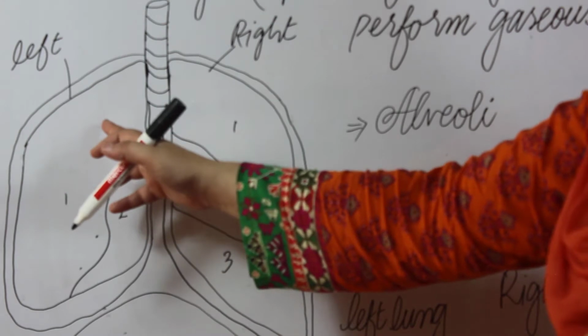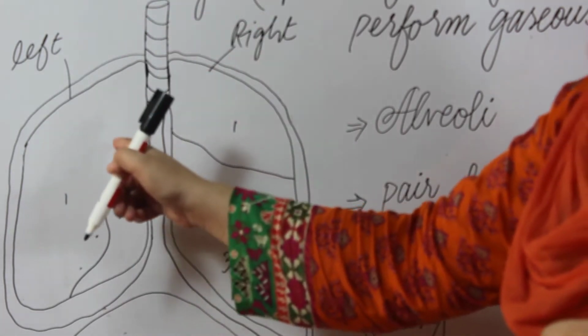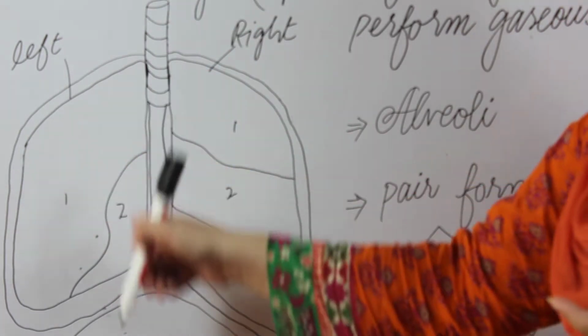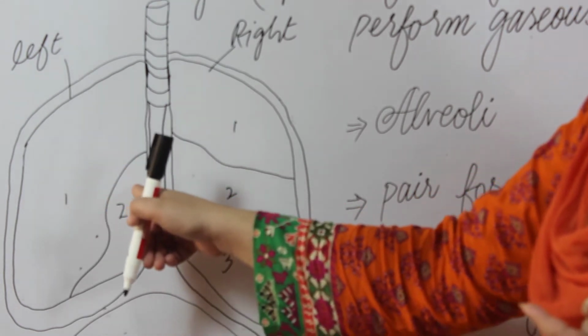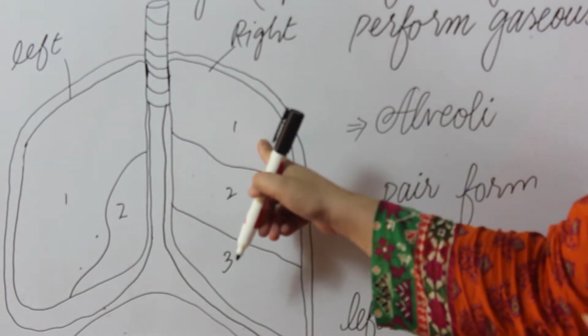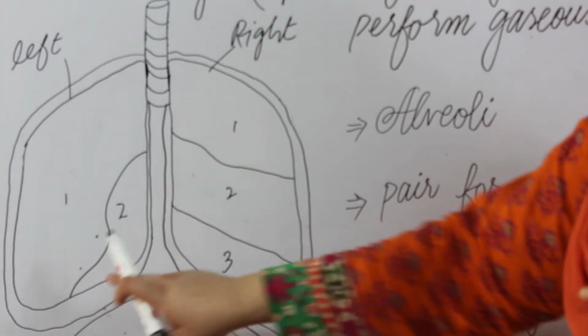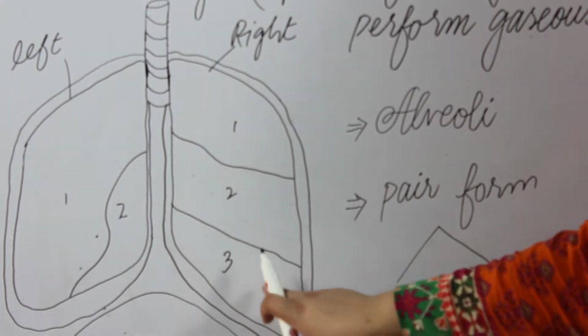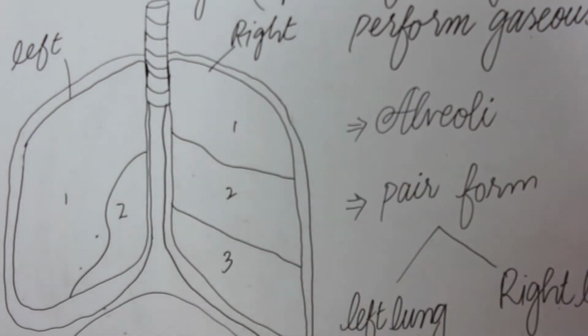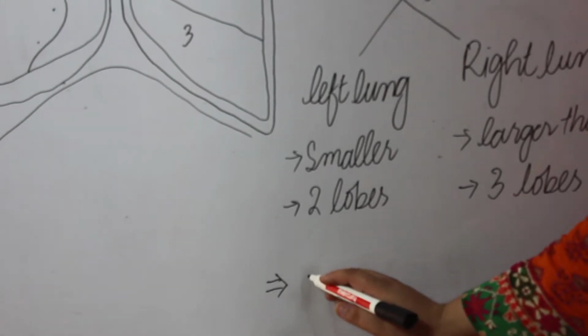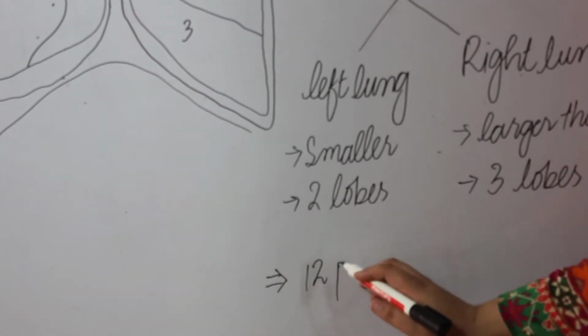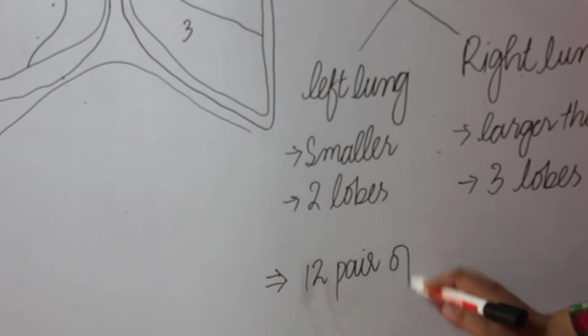Okay students, look at this diagram once again. This is the left lung and it has two lobes, and this is the right lung having three lobes. The left lung is smaller, and the right lung is a little larger than the left lung. There are 12 pairs of ribs present in our body.